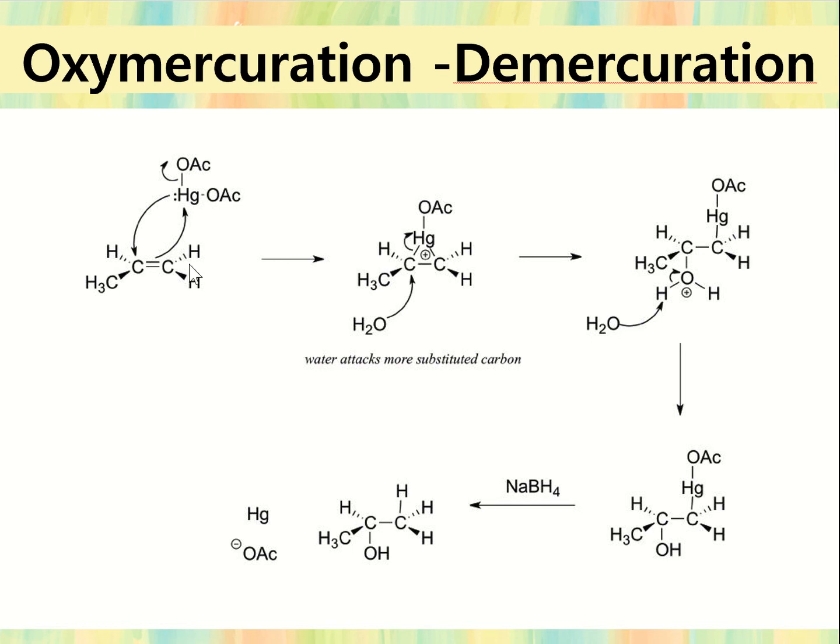So in a similar fashion, the same thing happens with our halogen, right? To form the three-membered ring, the water comes in, attacks our carbon, breaking our carbon-mercury bond, and water now abstracts our proton, and we therefore quench the positive charge, and then you have a removal of the mercury with sodium borohydride to form our alcohol. So from our alkene to our alcohol here.